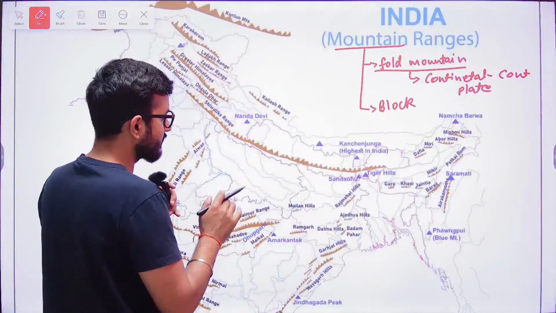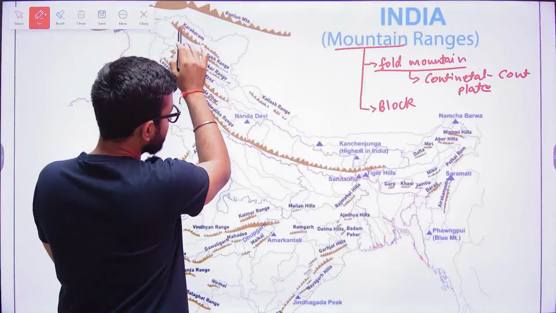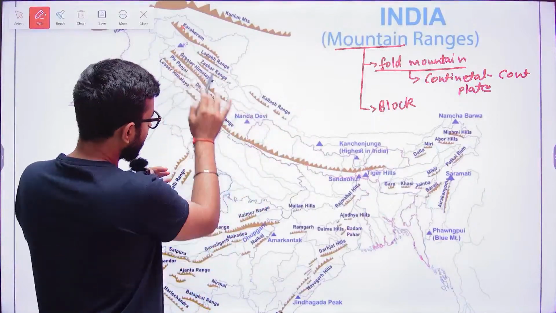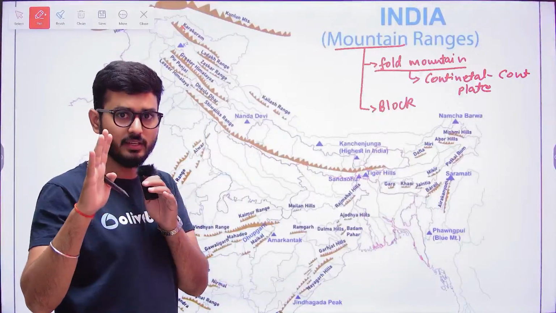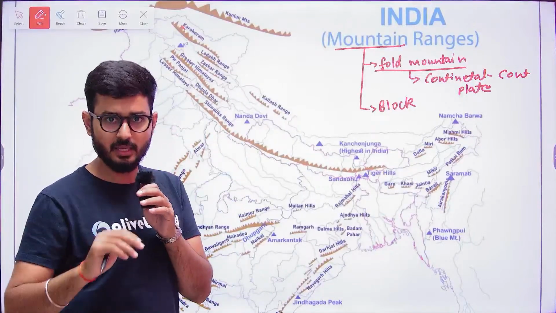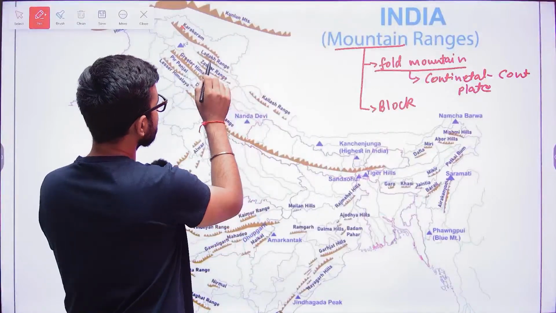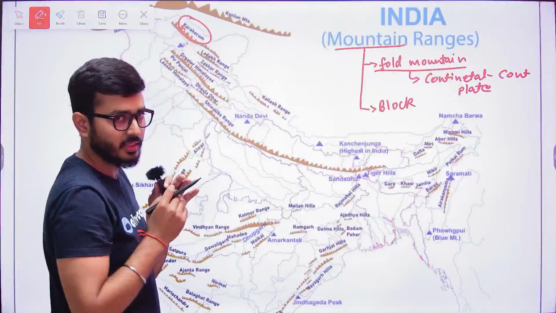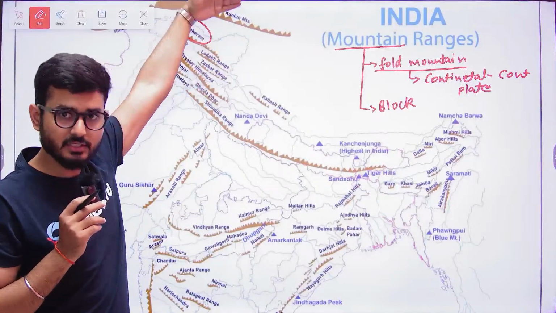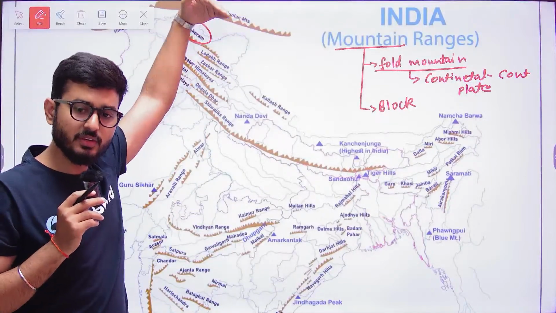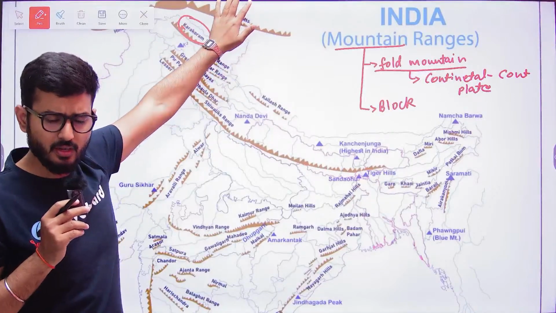When the Indian and Eurasian plates collided, initially one range was created, then another range, then another, and then finally another range. So there are a total of 4 layers in the Himalayas when we talk from north to south. The first one is the Karakoram range. Karakoram is the first layer, the first piece of mountain ranges that were created when the Indian plate collided with the Eurasian plate.